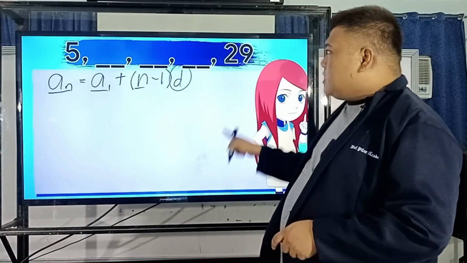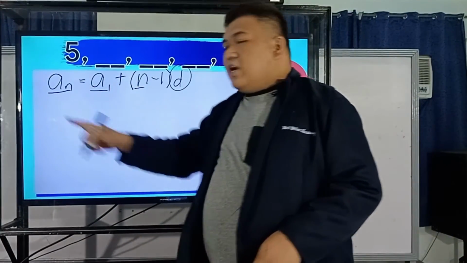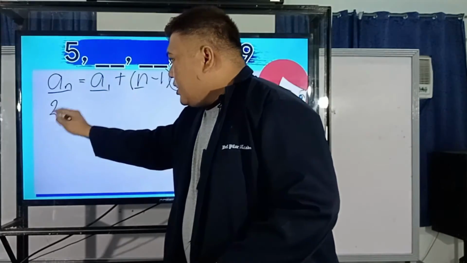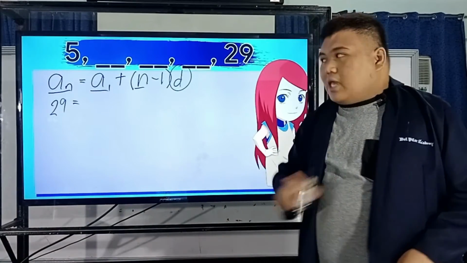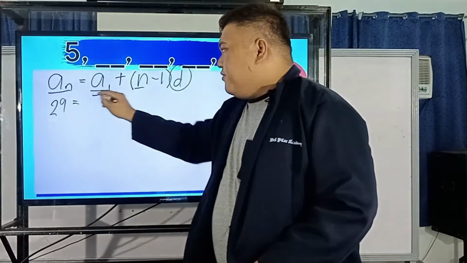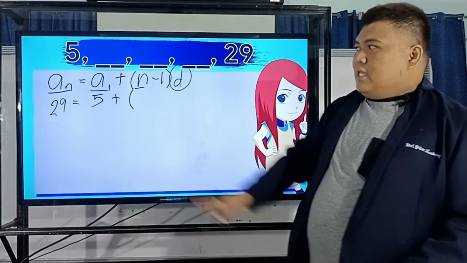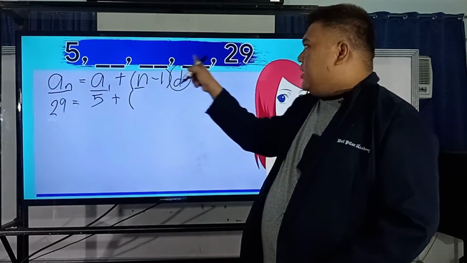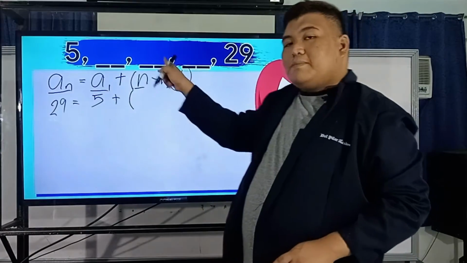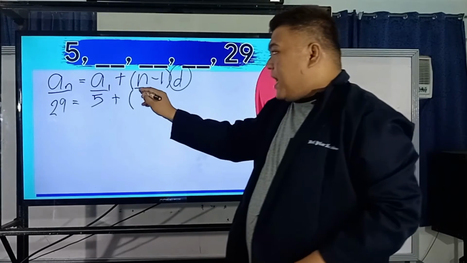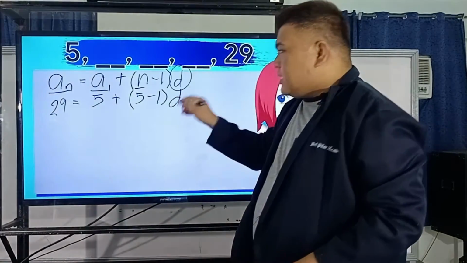In this example, since the last term of the sequence is 29, so therefore our value of a sub n will be 29 equals a sub 1. Substitute lang tayo. Ano yung first term? So we have 5 plus, ilan ba yung terms natin na kailangan? We have 1, 2, 3, 4, 5. May 5 terms. May dalawa tayong binigay na terms plus yung tatlong terms na hinahanap. So we have 5 minus 1 times hinahanap si common difference.